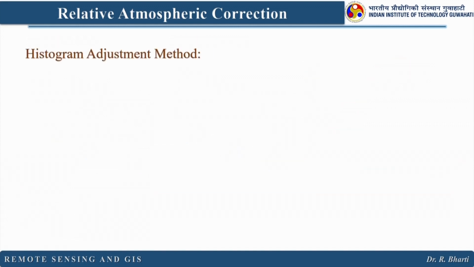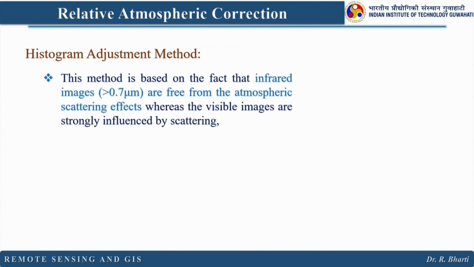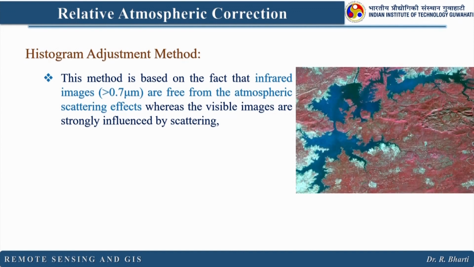Now next is the histogram adjustment method. This method is based on the fact that infrared images are free from atmospheric scattering effects, whereas the visible range is strongly influenced by scattering, and we assume that the longer wavelength region is comparatively free from atmospheric scattering, right. Because of that fact we are using infrared here.